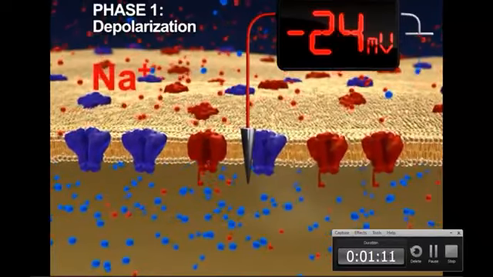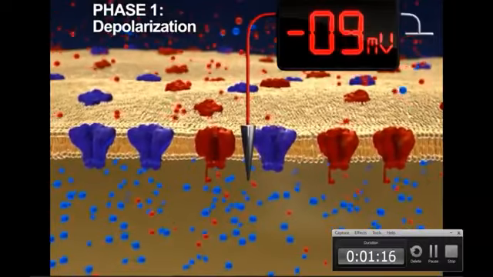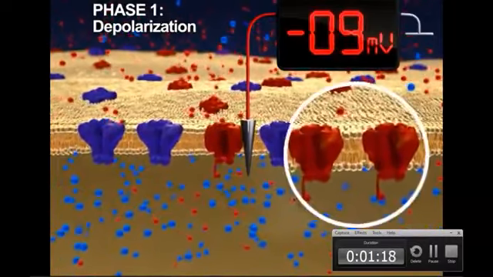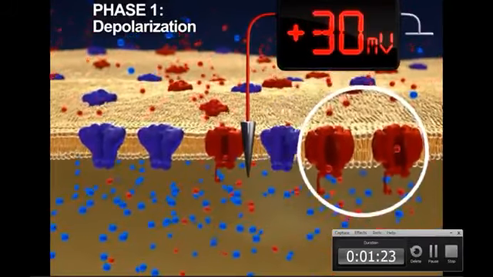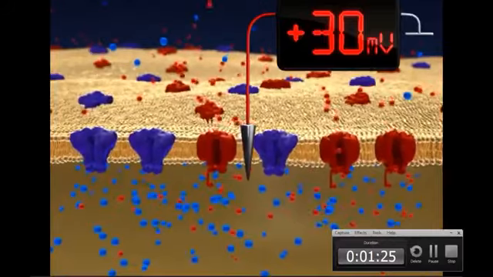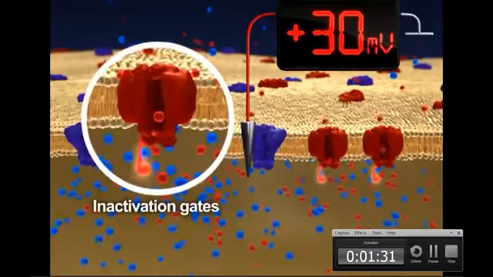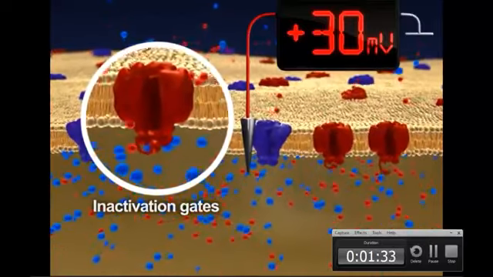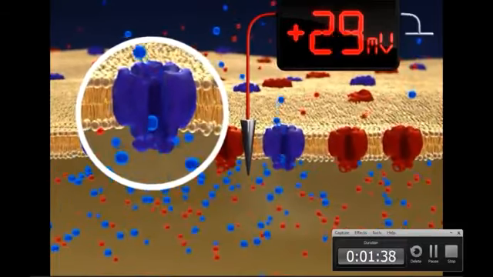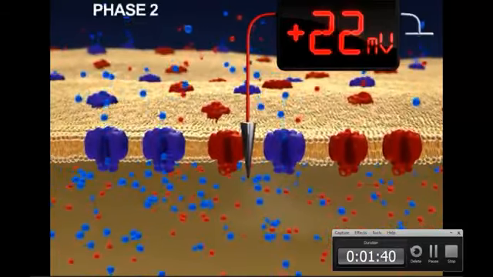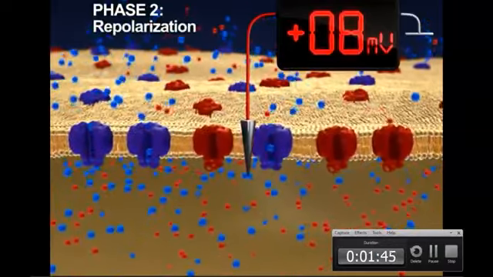As sodium ions diffuse into the axon, the membrane potential becomes less negative. This causes more voltage-gated sodium channels to open, and the membrane potential soars to plus 30 millivolts. At this point, two key events occur. The inactivation gates of voltage-gated sodium channels close, and voltage-gated potassium channels open. These two events mark the beginning of phase 2 of the action potential, known as repolarization.